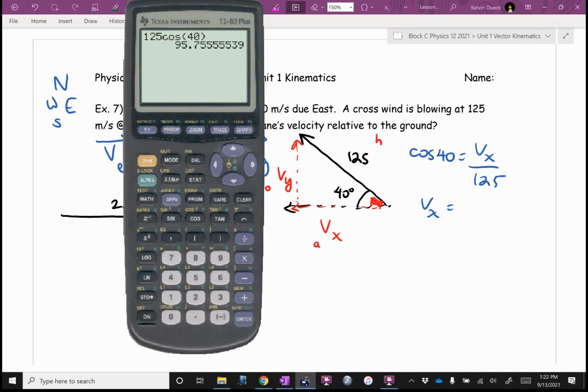I get 95.755, and since this is not my final answer, I'm going to use this to find the answer. I'll carry some extra sig figs. I'll go 95.756. I'll go to 5 sig figs before I round off.